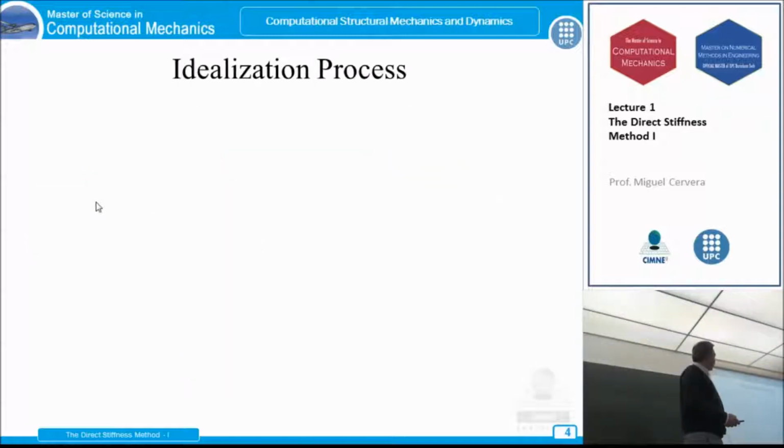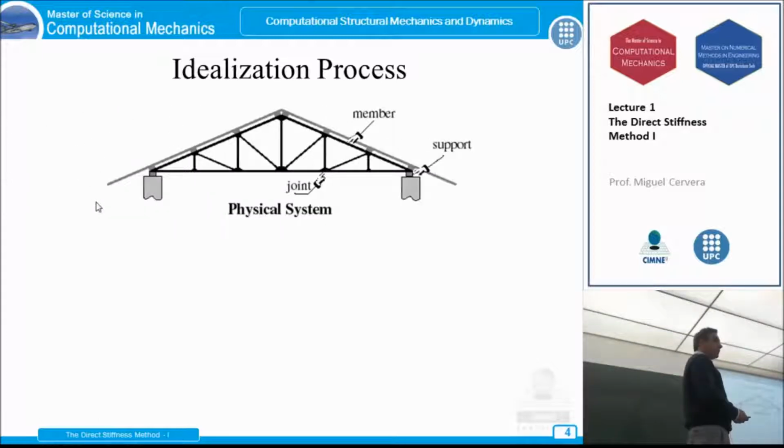Now, let's assume that we start with a physical system which is something like this. Okay? This is the roof of something. Okay? An industrial building or whatever.